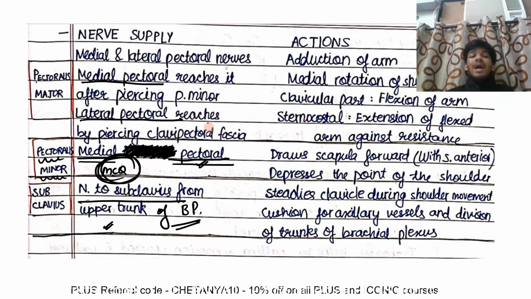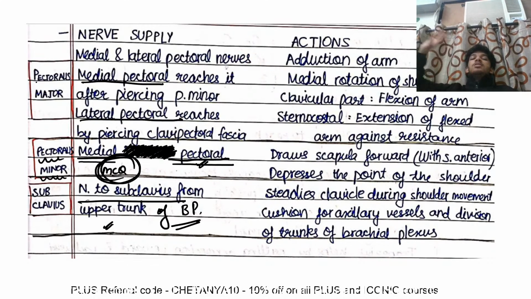What are the actions of pectoralis major? Very important. As a whole, it is responsible for adduction of the arm and medial rotation of the shoulder. It having its insertion here, when it contracts, it will medially rotate your arm like this, right? And since it is present here, it will also adduct the arm.